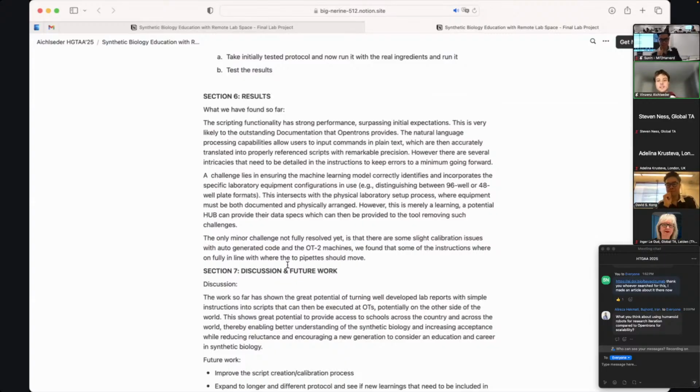There's some minor calibration issue of getting the software code to perfectly run on the machines. But I think overall, this is a very promising way to conduct this interesting lab work that we've done, and we've had the pleasure to do remotely without having to actually be in the lab or have access to that lab space.